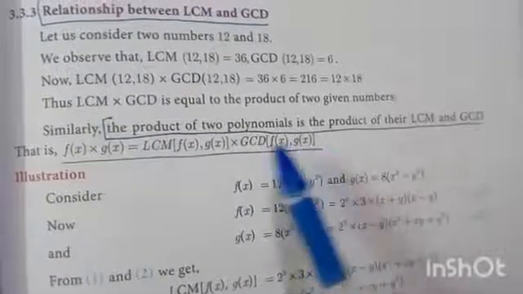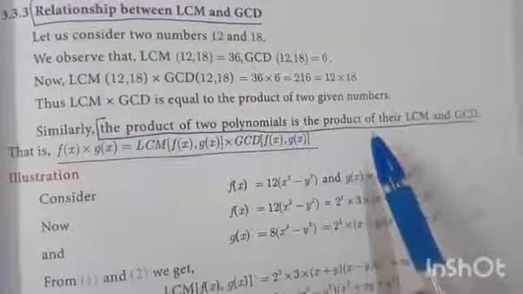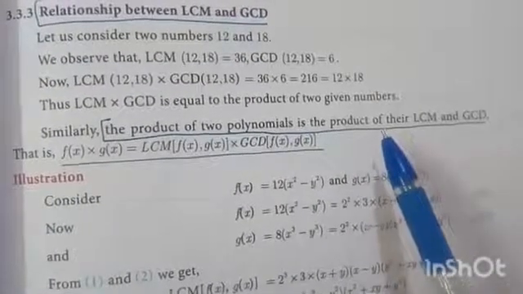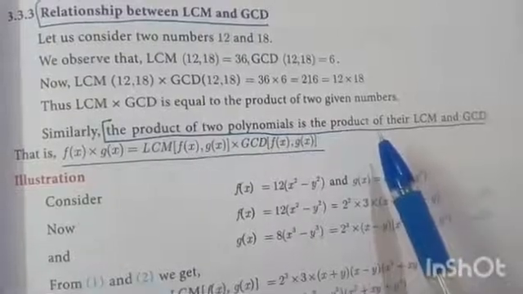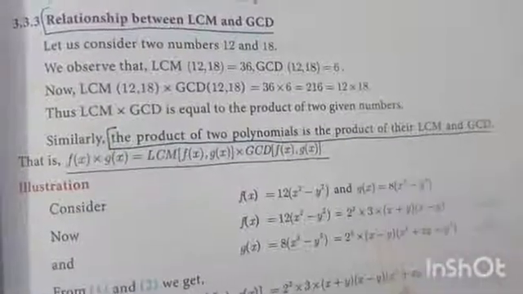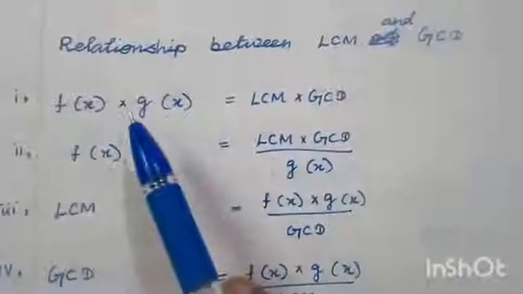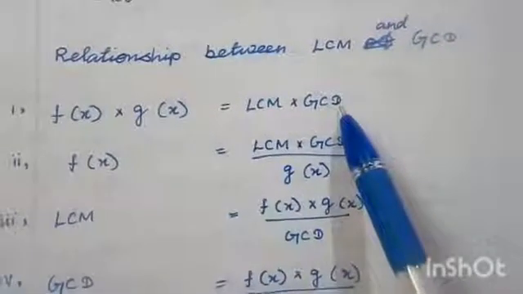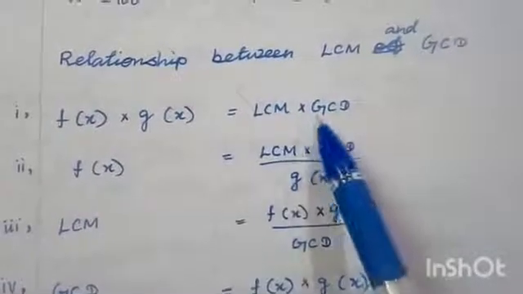Okay, what is the relation? The product of two polynomials is the product of their LCM and GCD, that is f(x) and g(x) is equal to LCM into GCD of the given polynomials. This is the general relationship: f(x) into g(x) is equal to LCM into GCD.